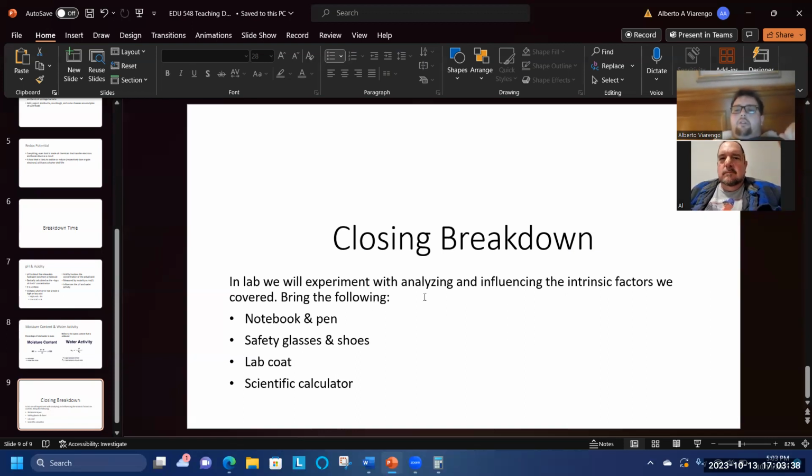All right, so you want to learn about mole math conversions? We'll get to that. In the meanwhile, next class we will have a laboratory. We will be doing a lab in which we will be analyzing, quantifying, and influencing the intrinsic factors we covered. This will allow us to not only determine how likely a food is to spoil, but also allow us to influence said food to make it more shelf stable. Please remember to bring a notebook and pen, safety glasses and shoes, a lab coat, and a scientific calculator. Everything else will be provided by the lab.